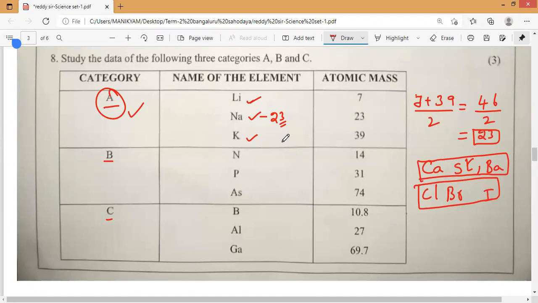Sir, lithium, sodium, potassium is applicable, sir. Yeah, you can check everything, because as I told you, Newland's law is applicable till where, guys? Till calcium. Calcium it is applicable. So that is what you have to remember. Newland's law is applicable till calcium.